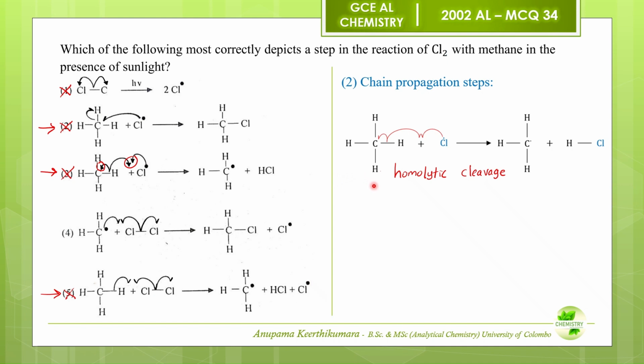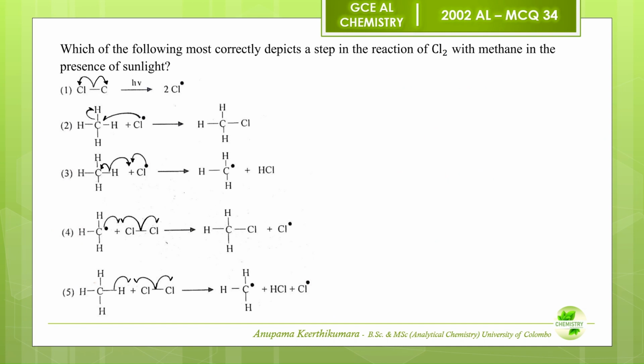This shows the correct step for this reaction. Methane molecules react with chlorine free radicals and produce methyl free radicals and HCl molecules. Now we will see the second step of the chain propagation. During this step, the methyl free radical reacts with chlorine molecules and they produce chloromethane and chlorine free radicals. During the process, this bond undergoes homolytic cleavage. In this mechanism, we have to use half arrows. This second step is given in the fourth answer. Therefore, the answer to the question is number 4.